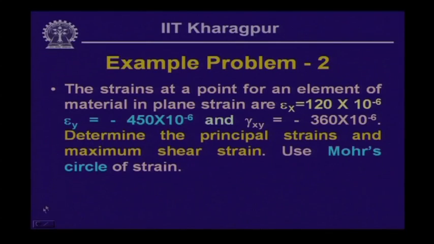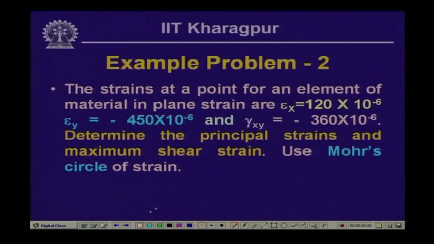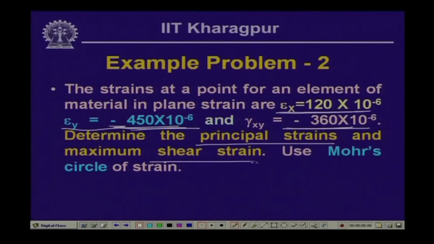Now, let us look into the second problem, which was stated that the strain epsilon x is 120 into 10 to the power minus 6, epsilon y is minus 450 into 10 to the power minus 6, and gamma xy also is negative 360 into 10 to the power minus 6. You will have to find out the principal strains and the maximum shear strain using Mohr's circle of strain.